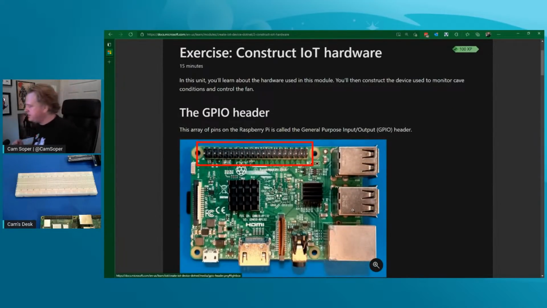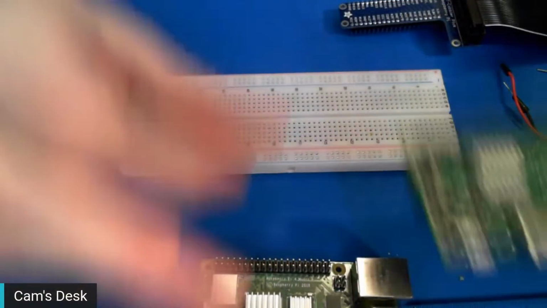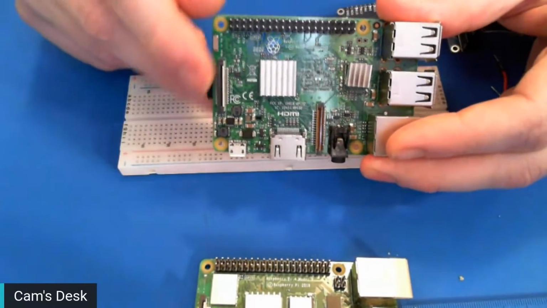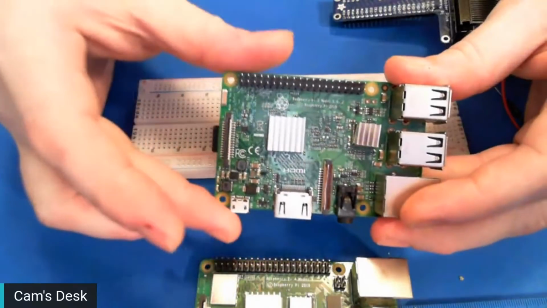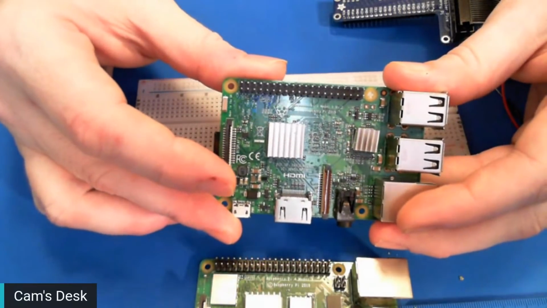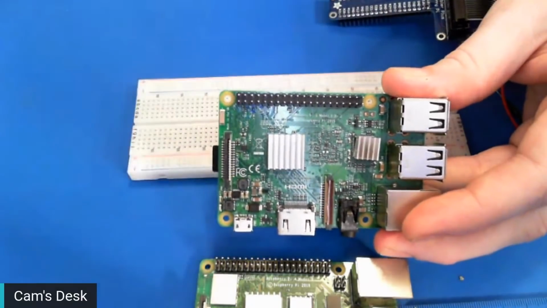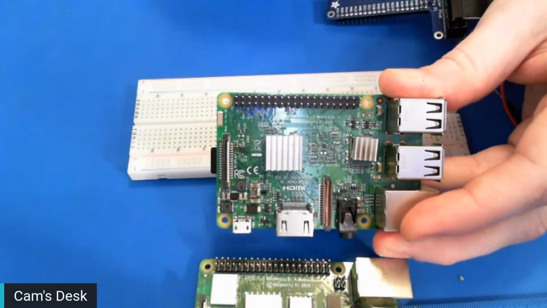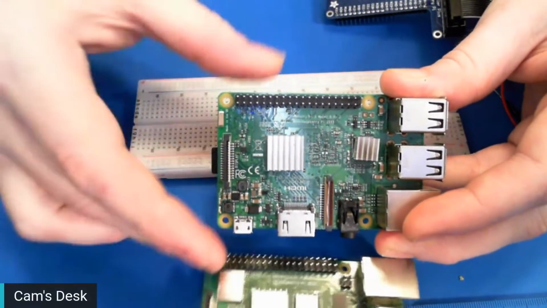Let's go back to my desk. So let's grab this Raspberry Pi 3 here. This array of pins is called the GPIO header. GPIO stands for General Purpose Input and Output. And this GPIO header supports a number of different protocols for communication. It also supports being able to just turn a pin on and off to output a low amount of voltage.